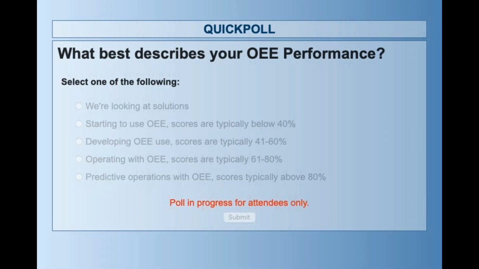They're understanding where key bottlenecks are through that line or that process or that manufacturing facility.